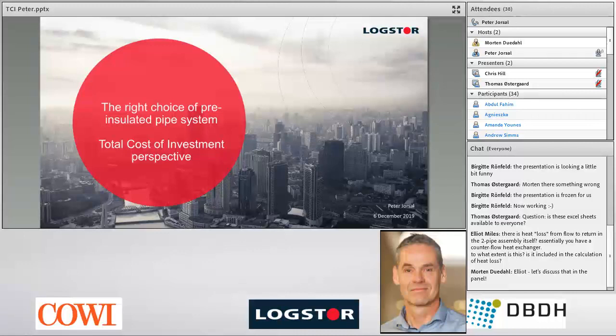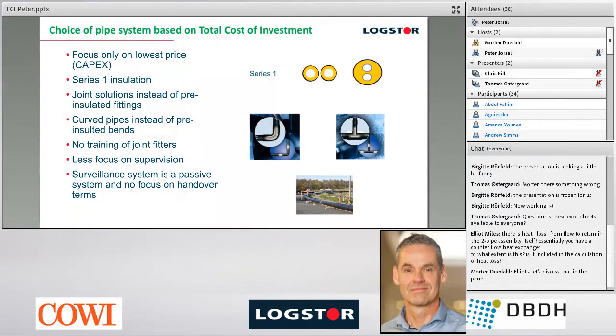Yes, so now we have been through the total cost of ownership based on the right choice, and now I will take you through the investment if it's based on total cost of investment. So when you choose this method for your decision of a pipe system, then you will focus on the capex, and you will focus on minimizing the capex as much as possible. And then it is actually predefined that the choice of pipe system will be with the lowest insulation thickness, both when it comes to single and when it comes to twin. So it will be CS1 insulation.